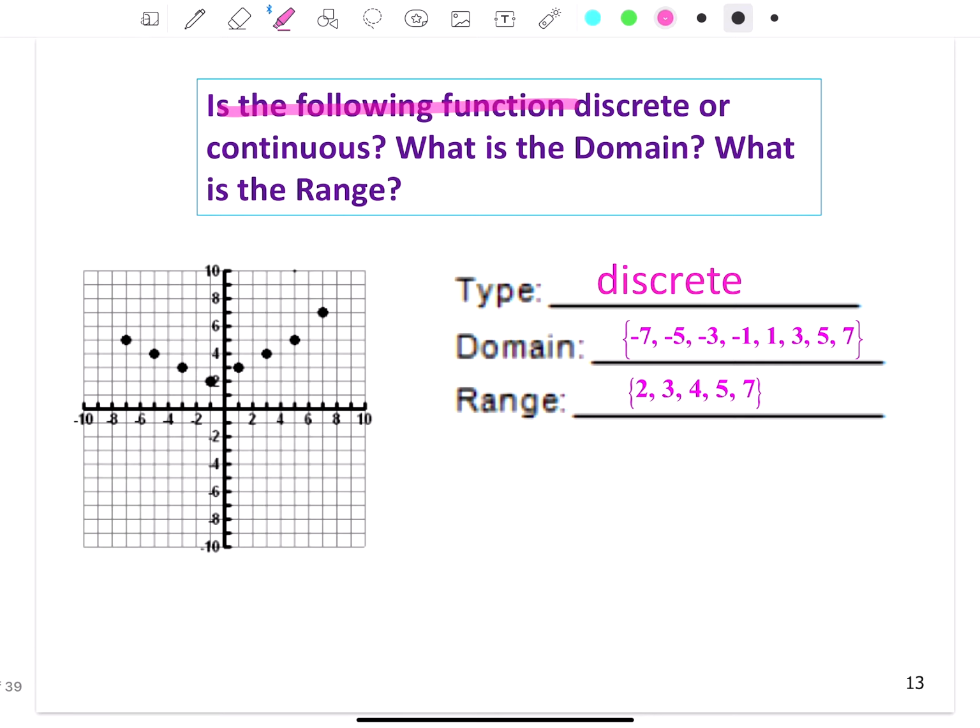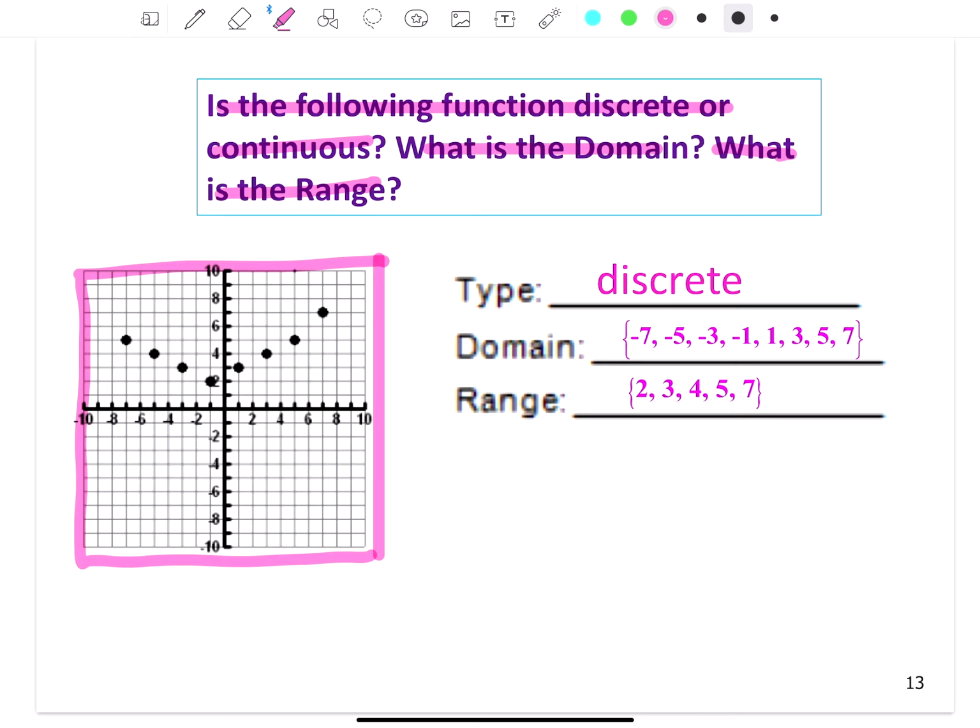Is the following function discrete or continuous? What is the domain? What is the range? Well, if you look at the graph, the function is not continuous because it's given as a bunch of dots. So that's one thing we are noticing here. The dots are not connected, so the graph is discrete.